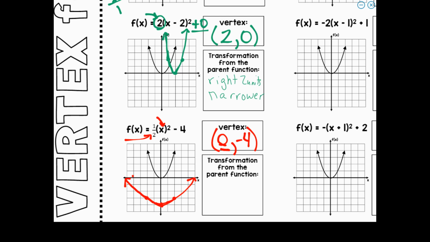So what happened with my vertex? How did it change from 0, 0? It went right 2, up 1. So it got wider. Okay, my vertex itself didn't get wider, but my graph got wider. What happened with my vertex? It went down 4. Down 4 units. Yep.